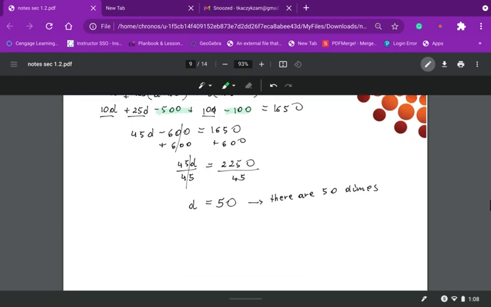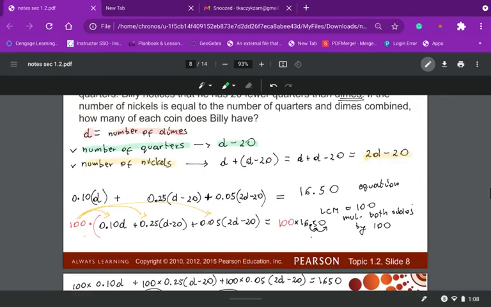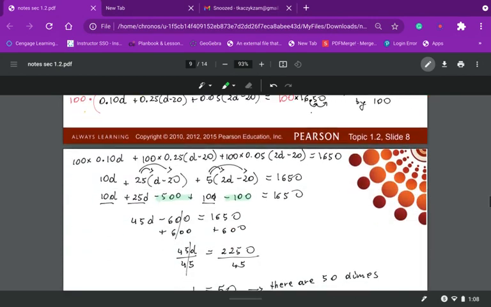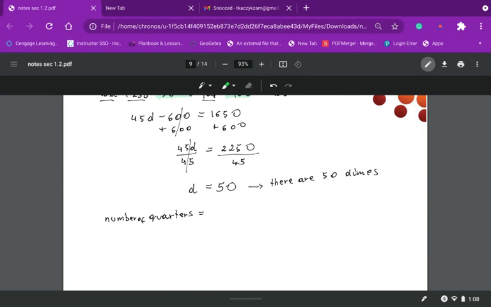So now when we're talking about quarters, so for the number of quarters, we use the expression D minus 20. So we're going to replace D with 50. So we have 50 minus 20. So we have 30 quarters.